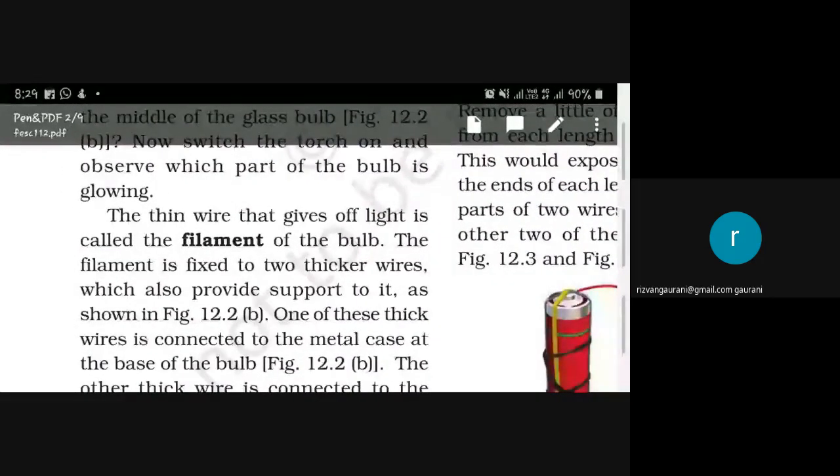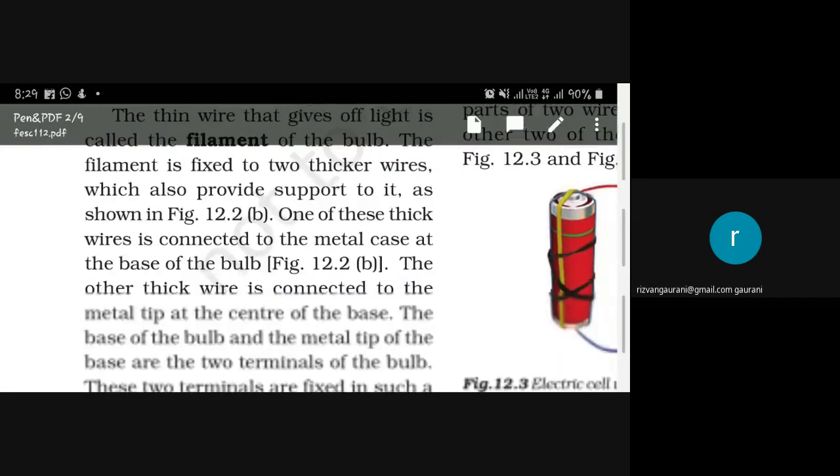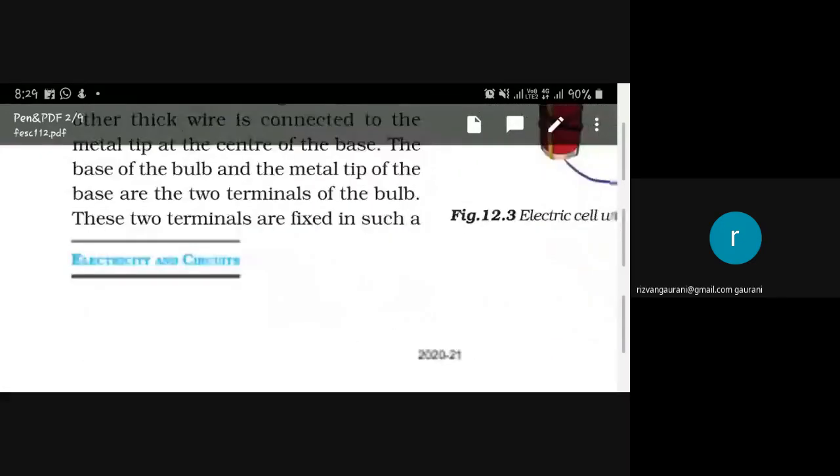The thin wire that gives off light is called a filament of the bulb. The filament is fixed to two wires, which also provide support to it as shown in Figure 12.2b.